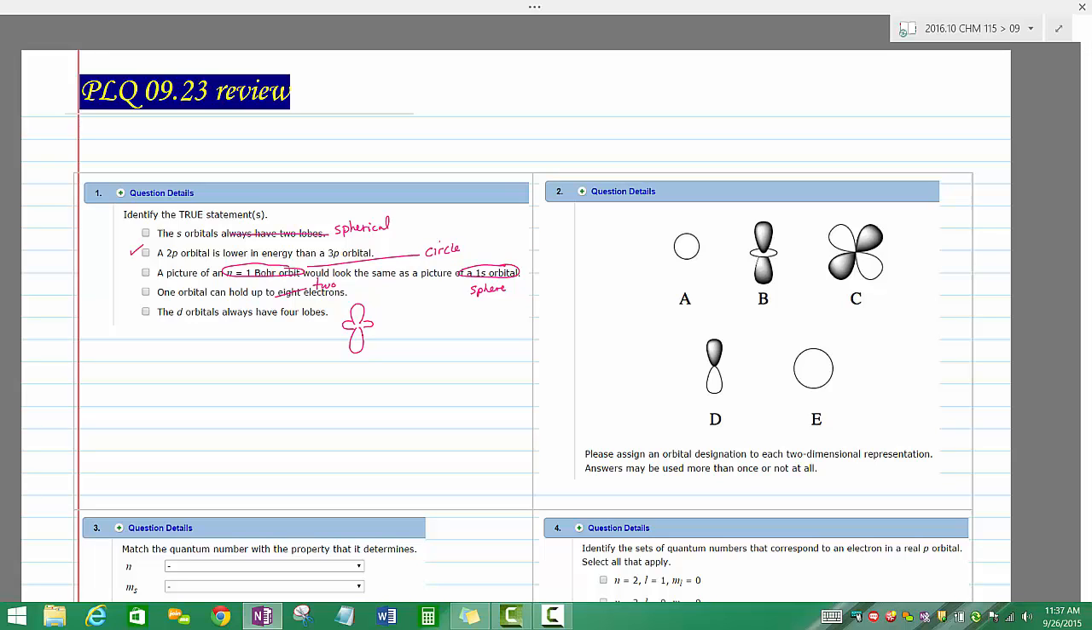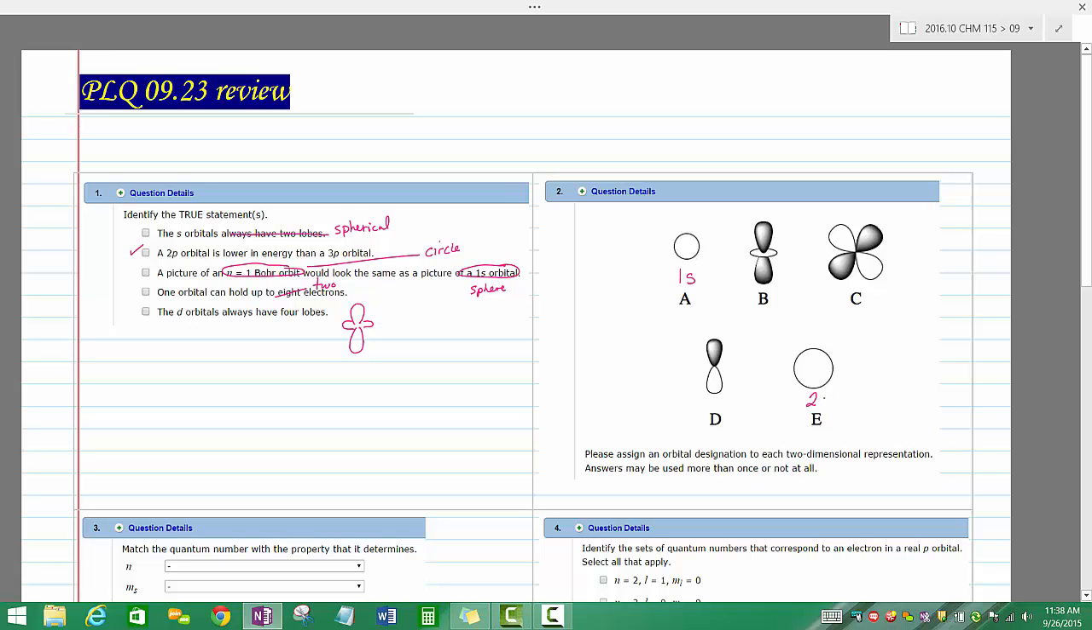Moving on to number 2. Please assign an orbital designation to each two-dimensional representation. Answers may be used more than once or not at all. Well, there are a variety of different answers here because I had to change the question about halfway through. WebAssign was being extremely picky about 3D as to which option of 3D you chose. If you don't know what I'm talking about, that means you probably answered one of the later versions of the question. But what I was looking for is that 1A would have been best described as a 1s orbital.